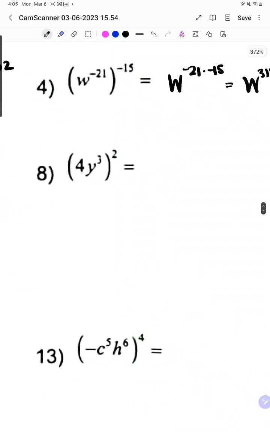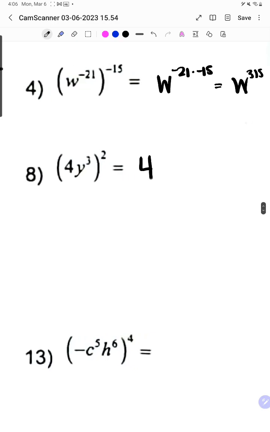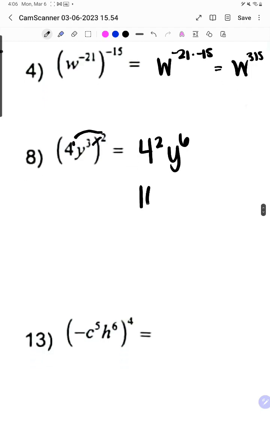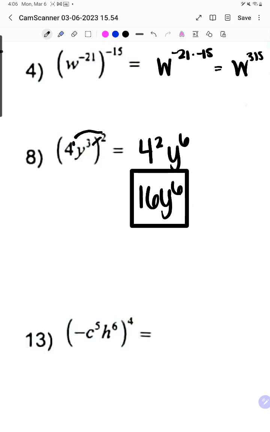All right, answer what you think this one should be. Okay, you should have had 4 squared times y to the 6th, because this 2 goes to the understood exponent of 1 right here, and it also goes to this 3 right here. Now 4 squared is 16, so fully simplified, this would be 16y to the 6th.